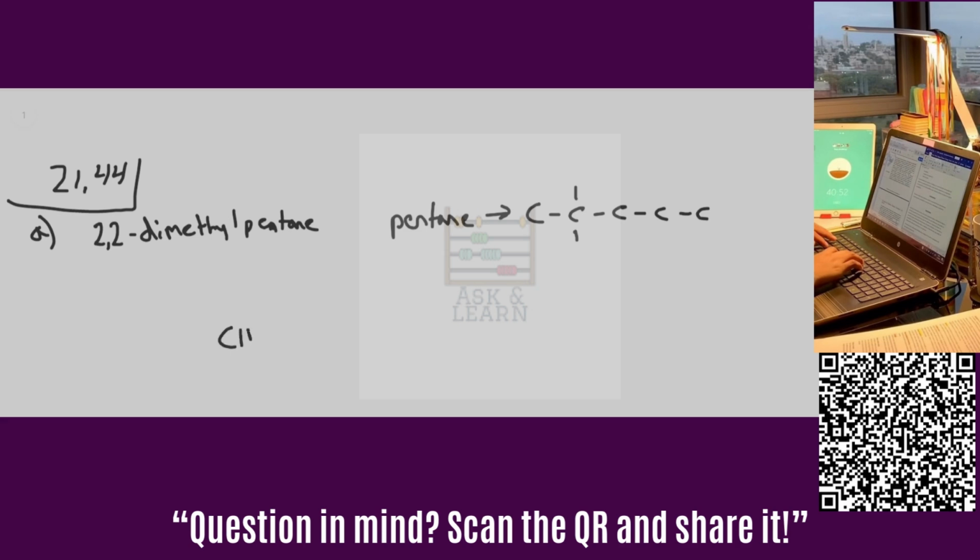We have CH3, a carbon, CH2, CH2, and CH3. And then at these positions we have our 2 methyl groups. So we now have the structure for 2,2-dimethylpentane.